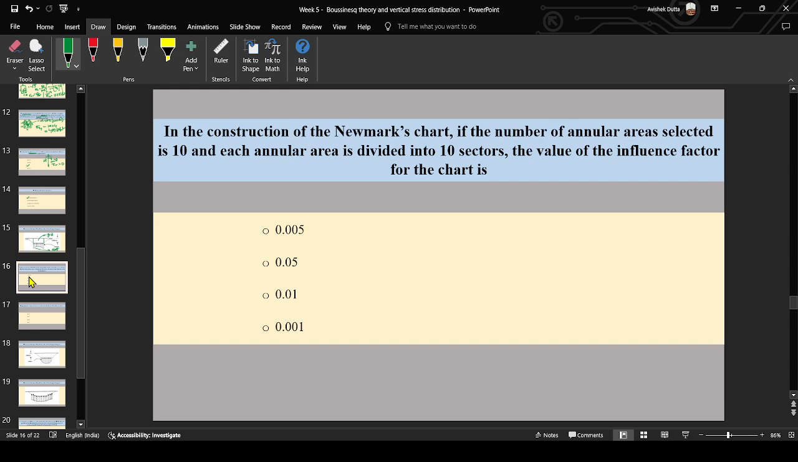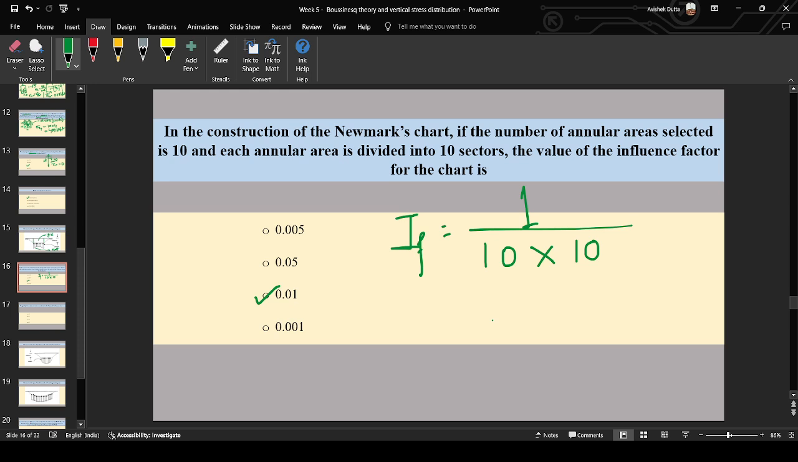In the construction of the Newmark chart, the number of annular areas selected is 10 and each annular area is divided into 10 sectors. So the influence factor basically is the total area divided by the number of annular areas and the number of sectors in each area. If the total area is 1 or unity, then you will get the influence factor as area divided by the number of annular areas, which is 10, divided by the number of sectors in each area, which is 10. 1 by 100, that is 0.01. So the value of the influence factor is equal to the area divided by the number of annular areas and the number of sectors in each annular area.